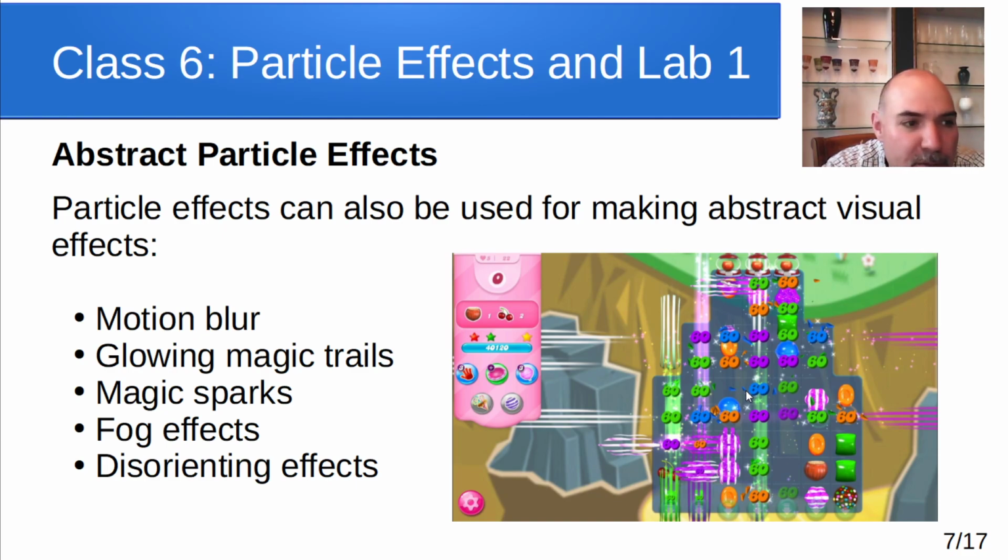You could have a game where the dragon breathes realistic fire, but the wizard casts a spell and it leaves magic sparkles and blue sparks in the air or whatever. So you can also use particle effects to have disorienting effects with fog and smoke.